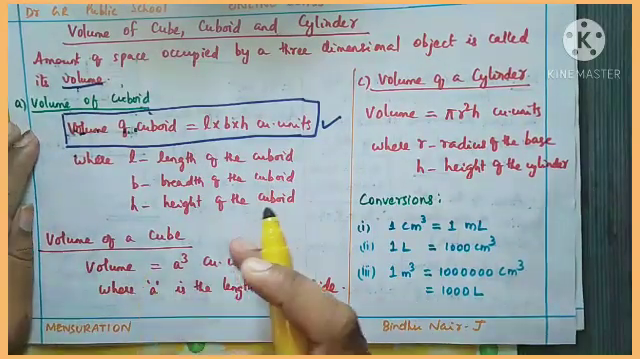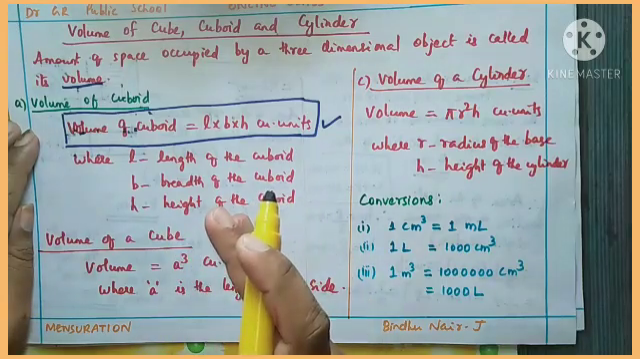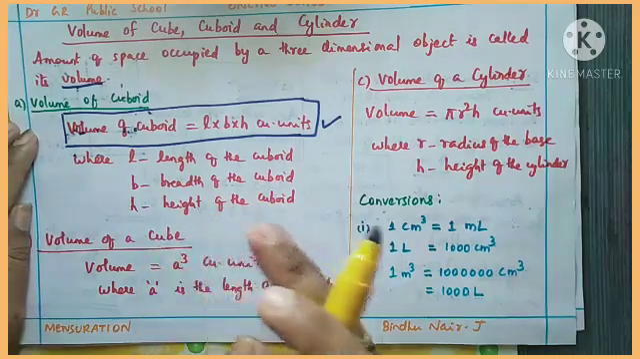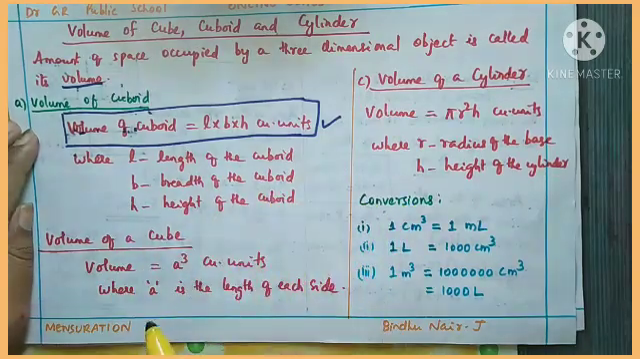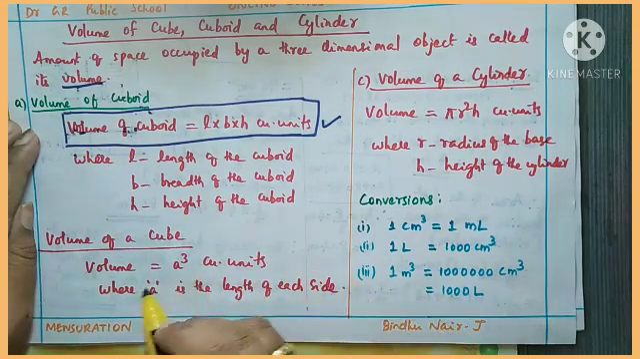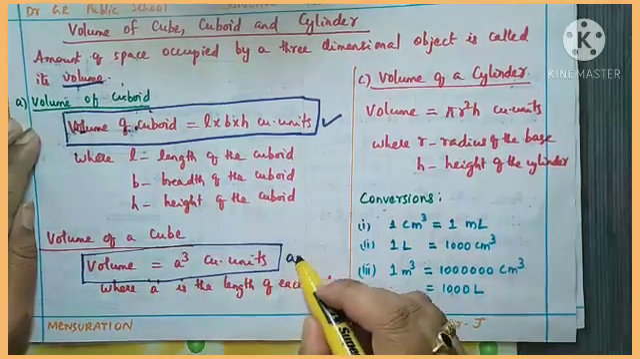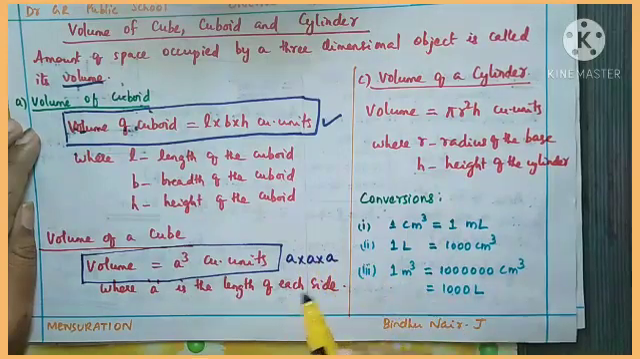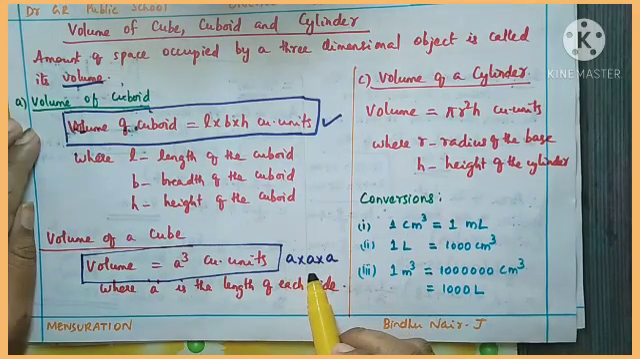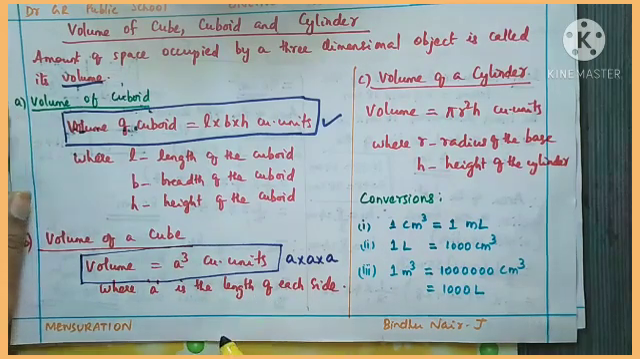Then comes volume of cube. So volume of a cube means, you know, in a cube all the sides are of same length. That is, length, breadth and height are all equal. So here we are going to write volume is equal to A cube cubic units. What is A cube? A cube means A is multiplied 3 times, that is A into A into A. Means the length is also A, breadth is also A and height is also A. So A cube cubic units, where A is the length of each side. Okay, all the sides are of equal length.